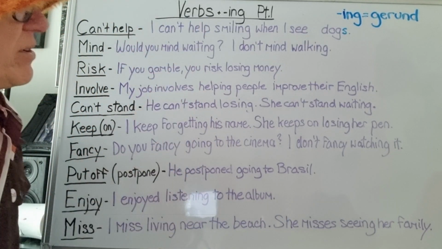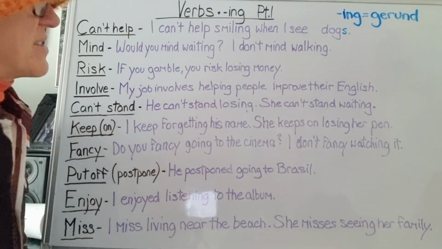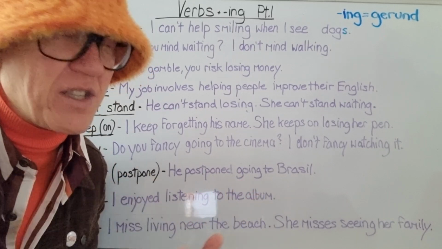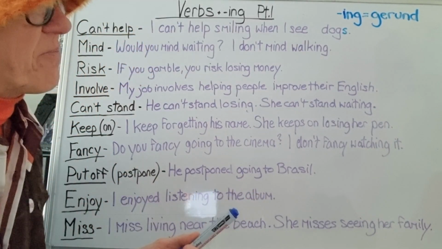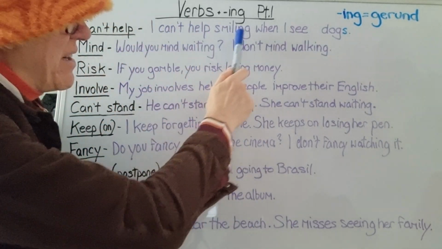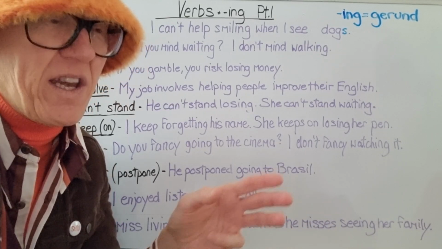Here, I'll give you an example. I can't help smiling when I see dogs. The smile is automatic. I can't stop it. It's just an automatic thing because I love dogs. And then I use my dog voice. Hello? I can't help smiling when I see dogs. She can't help laughing when he falls over.